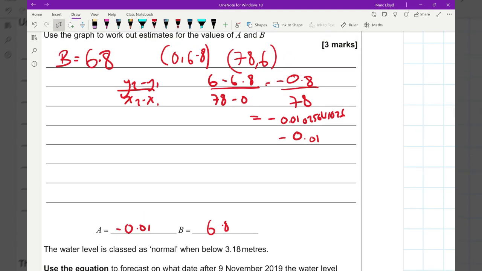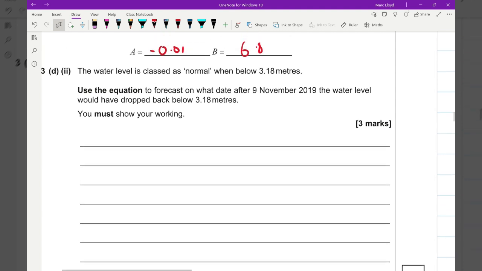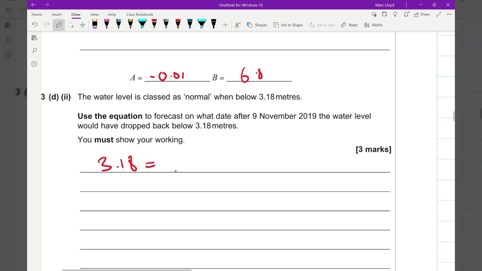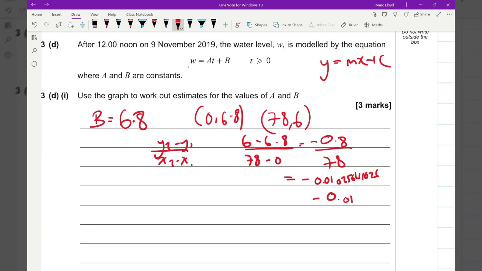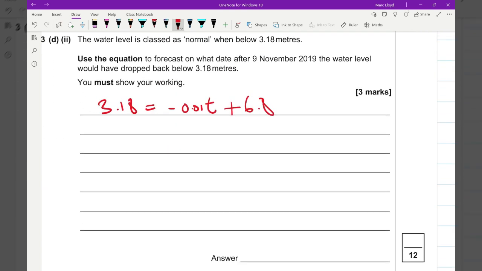Okay. The water level is classed as normal when below 3.18 meters. Use the equation to forecast on what date after 9th of November the water level would have dropped back below 3.18 meters. So 3.18 meters will equal negative 0.01 t plus 6.8. So if I just scroll up, we've substituted the A and the B into that formula and moved that down here and made it equal to that level.